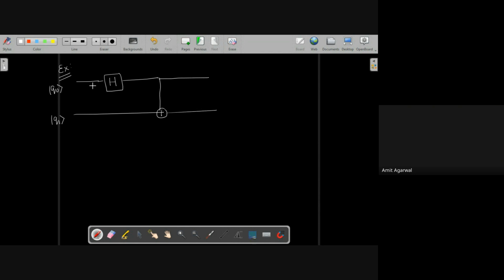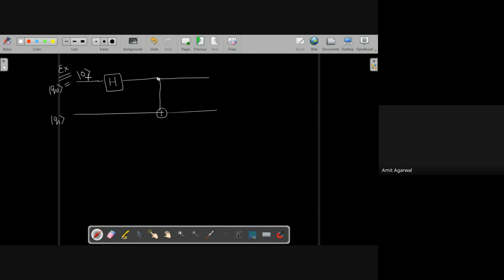Firstly, we apply a Hadamard gate to the first qubit, and the output of this is followed by a controlled NOT gate, right? We all know this is a controlled NOT gate. So let's first write, and for this we will further simplify this circuit a bit.